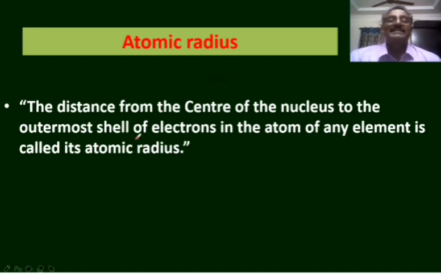The atomic radius can be defined as the distance from the center of the nucleus to the outermost shell of electrons in the atom of any element. So how is the atomic radius of an element defined? The distance between the center of the nucleus and the electron present in the outermost shell of the atom can be defined as the atomic radius.